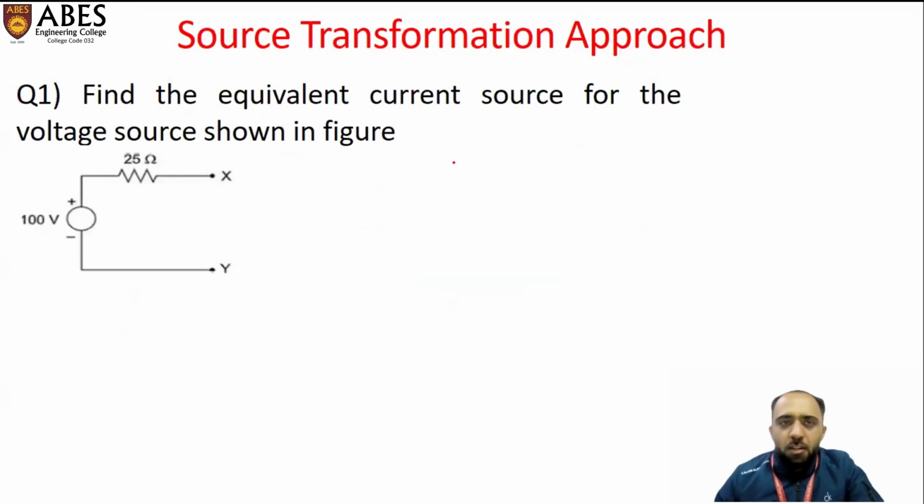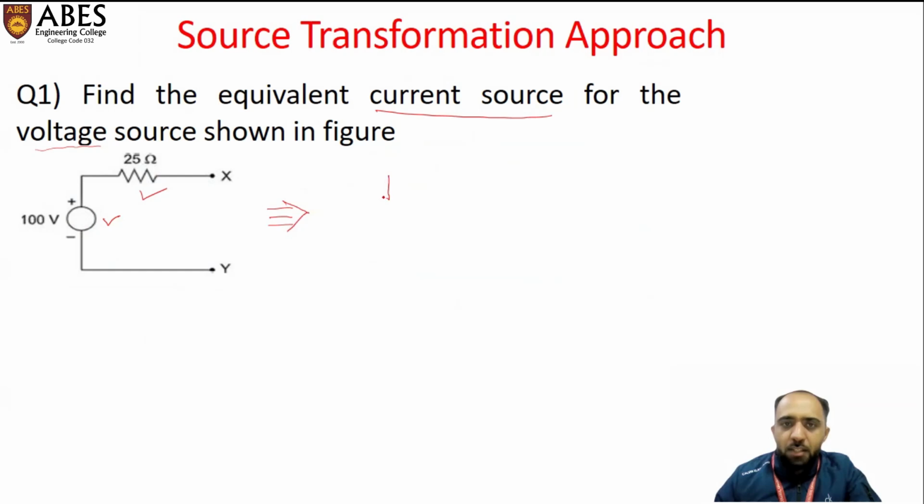So let's take a question. Find the equivalent current source. In this question, we need to find the equivalent current source and the voltage source is given. So we can easily determine that this given network is practical voltage source because a voltage source is there along with the resistance in the series. So how can this circuit be converted into the equivalent current source?